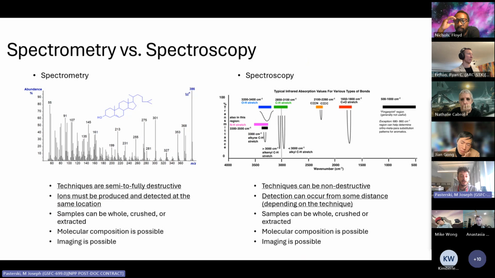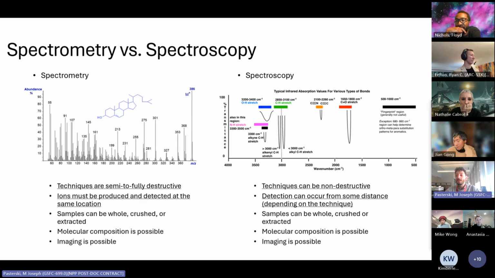So on the left, I'm showing a spectrometry data set, and on the right, I'm showing a spectroscopy data set that I've just pulled off the internet as examples. In spectrometry, these techniques can sometimes be semi-destructive. You take a rock and you shoot it with a laser, that one little laser spot may be destroyed, and you can't reanalyze that one spot, but you could analyze multiple spots across that rock, especially with a spot size of 2 microns. You could analyze a rock for an entire PhD and still not run out of sample, which is what I did.